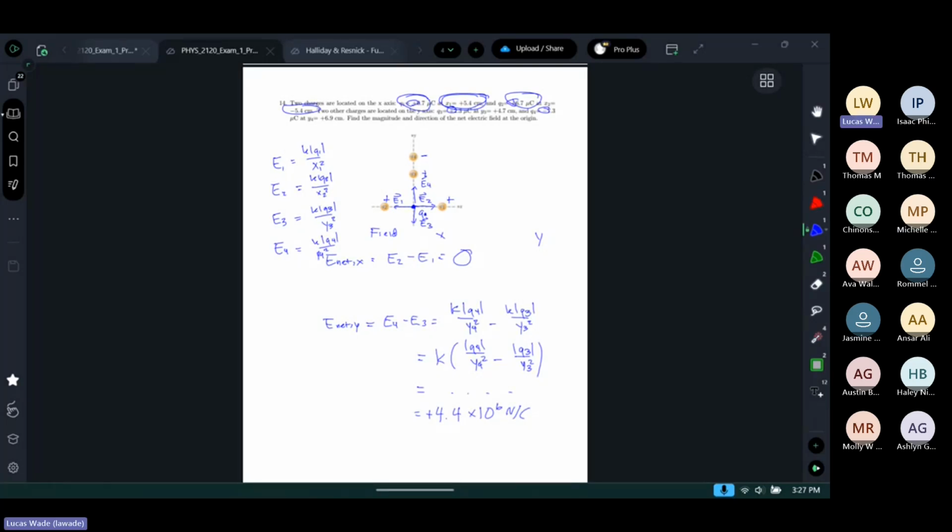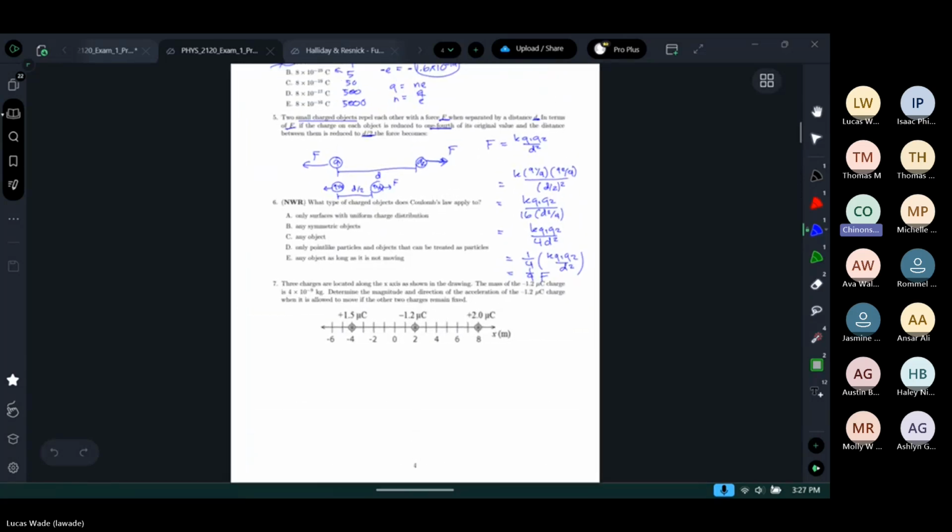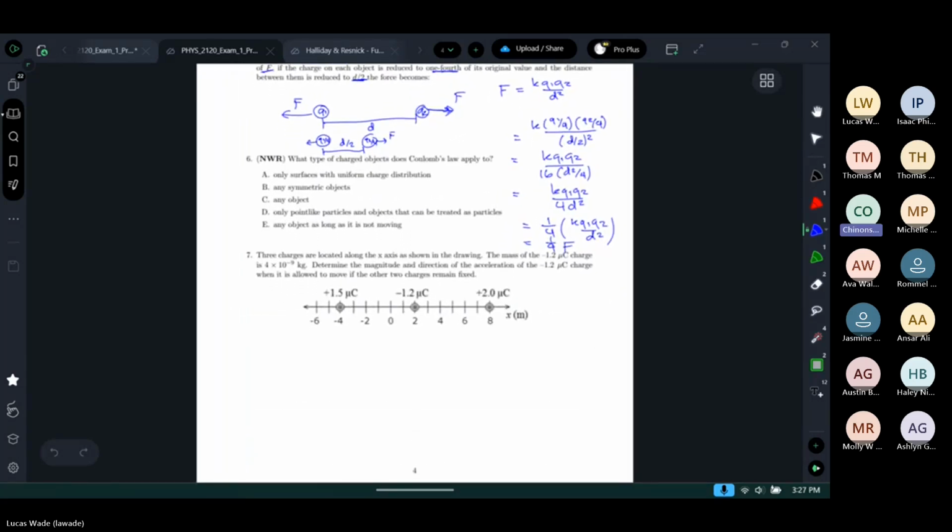Okay, what other questions? Could you do number 7? Because I was confused after I found the direction, I guess I didn't know how to do the acceleration portion for this question. Okay. If it asked you how to find the net force on the negative 1.2 microcoulomb charge, would you know how to do that? I'll use F equals ma.